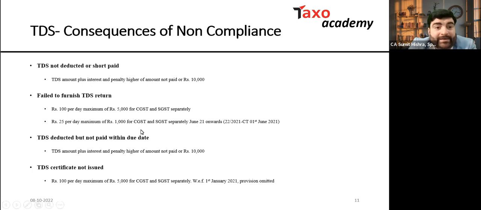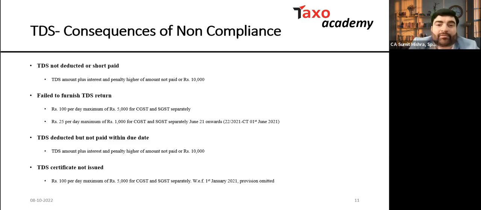Moving ahead, TDS consequences. Again, if there is a provision in the Act, you have to comply with it. If you are not compliant, then you have to pay. Nothing comes for free. If you are violating a particular provision, you have to pay it to the government. There are certain scenarios I have mentioned over here, like TDS not deducted or short paid. If you are not deducting TDS or if you are deducting short, then you have to pay the amount of TDS. If you have not deducted, you have to pay the entire amount.